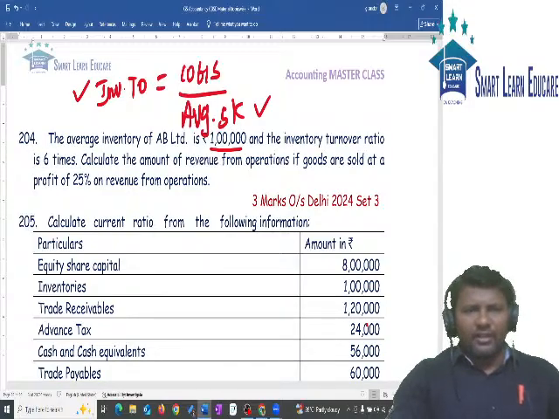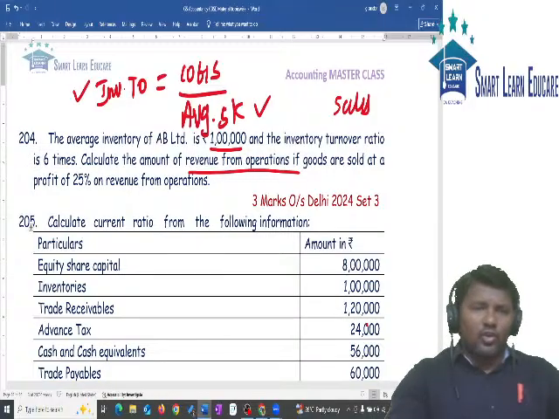They ask you to calculate the amount of revenue from operation. Nothing but they are asking us to calculate sales. If goods are sold at a profit of 25% on revenue, 25% on revenue meaning 25% on sales.